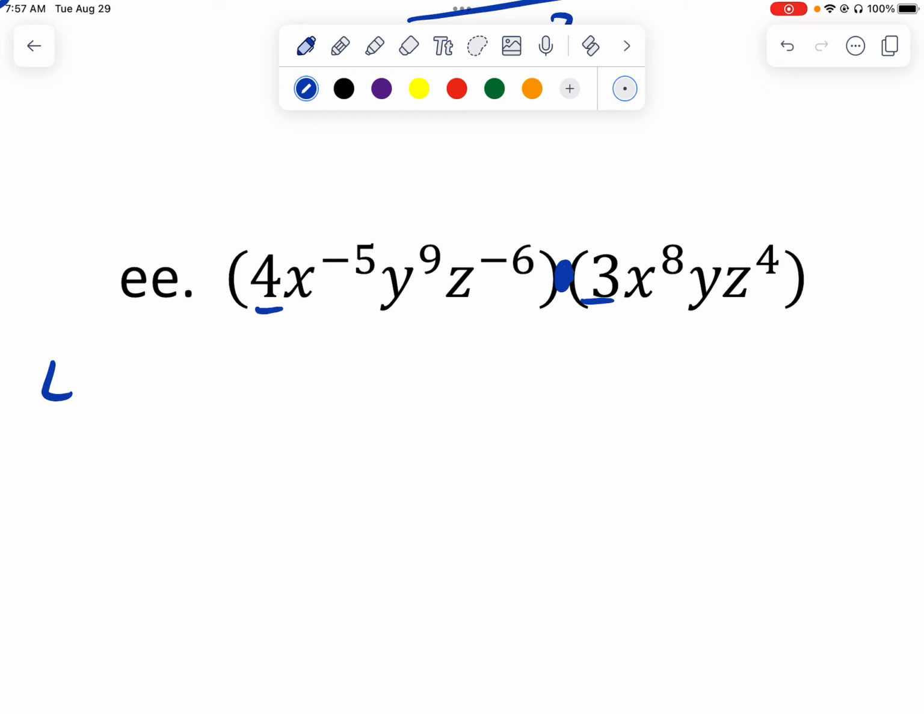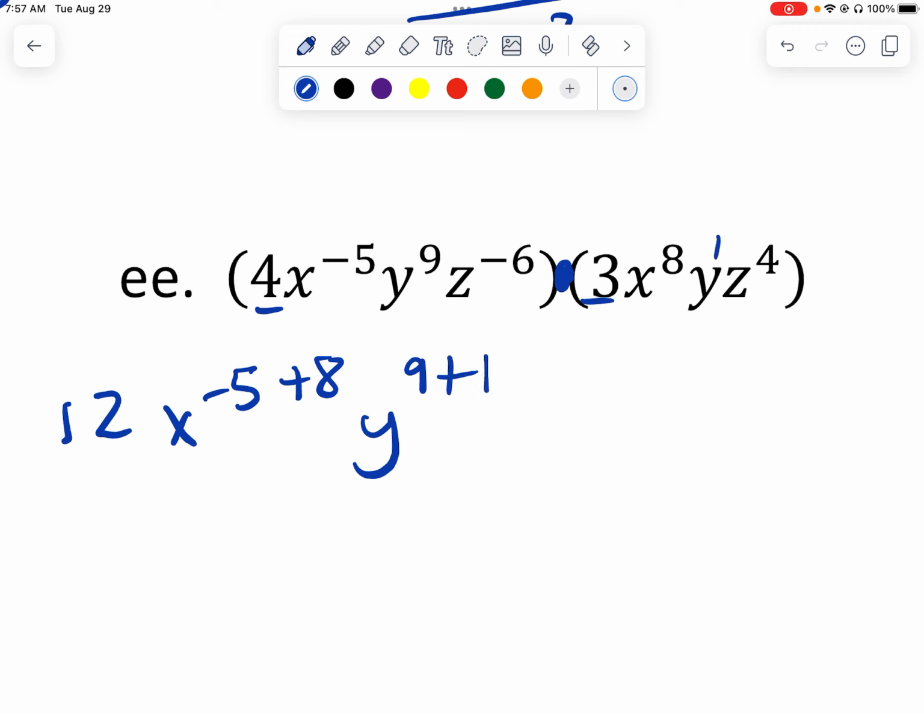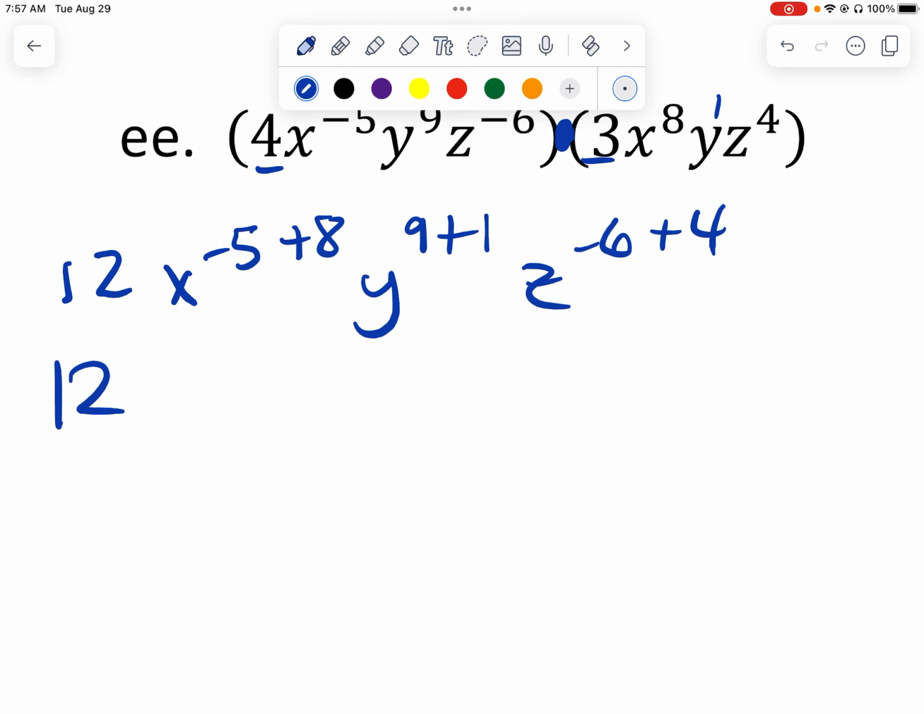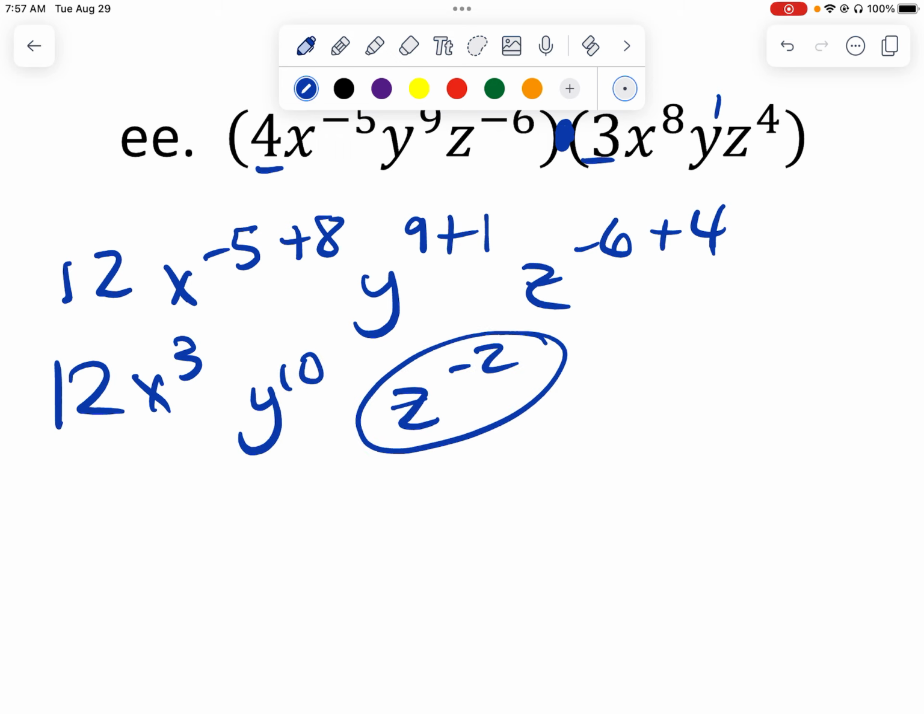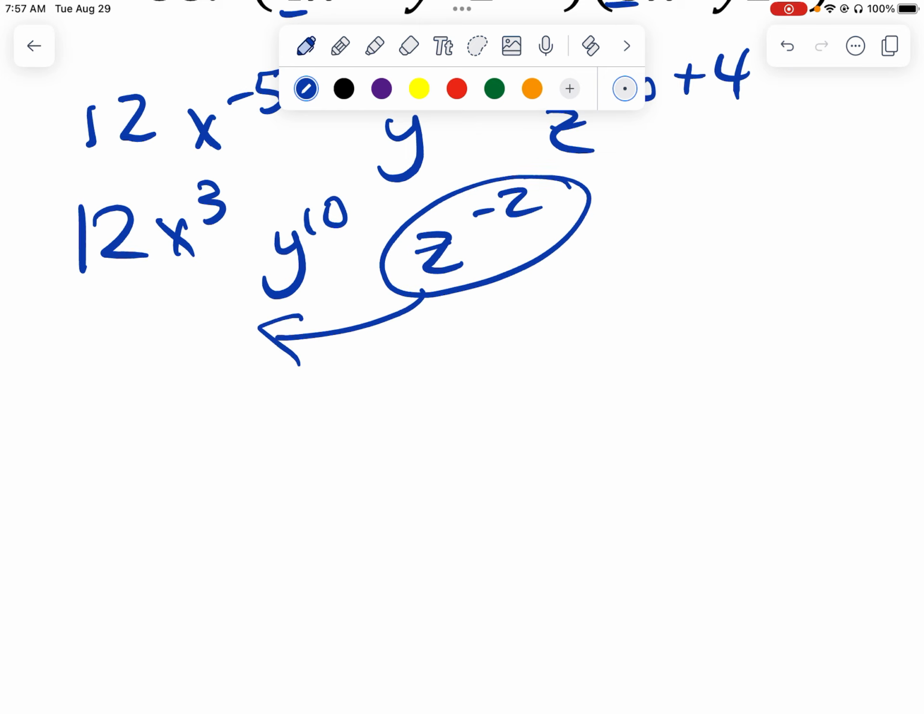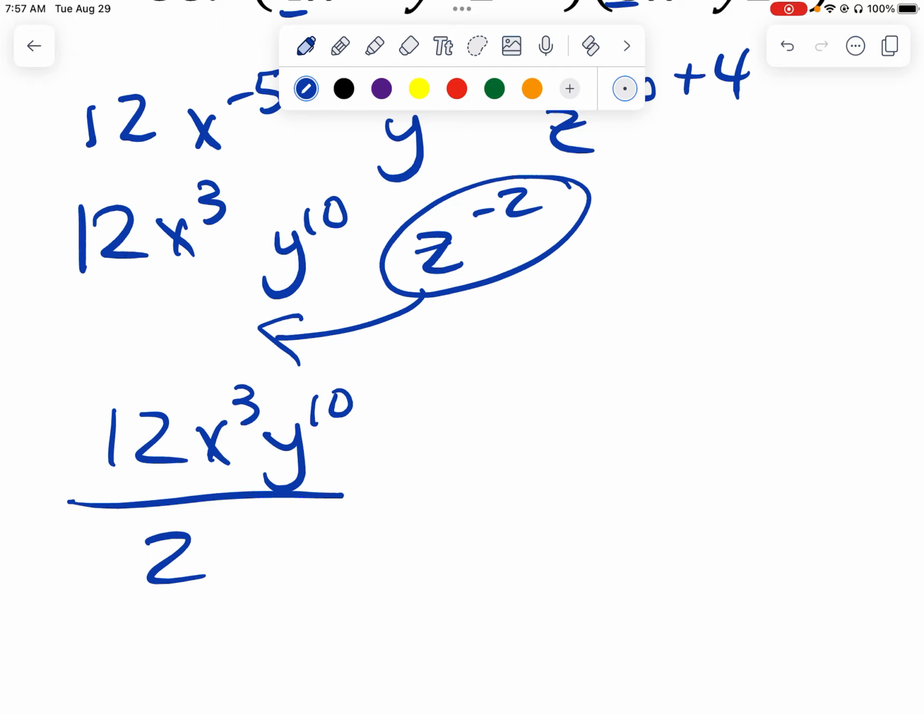4 times 3 gets me 12, x to the negative 5 plus 8, y to the 9 plus 1, because that's an invisible 1, z to the negative 6 plus 4. So I would get 12, x to the 3rd, y to the 10th, z to the negative 2. Again, that needs to go down below. So I get 12x to the 3rd, y to the 10th, over z squared.